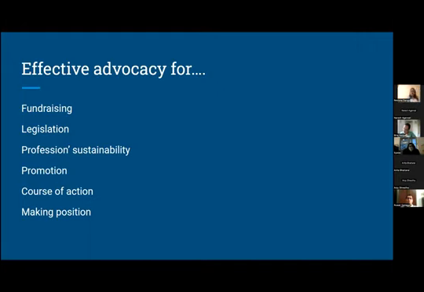How we can make effective advocacy. We can develop an effective advocacy strategy for our fundraising. If we want legislation for public libraries, and any kind of legislation for libraries and librarianship, we can use advocacy and social media tools for this.